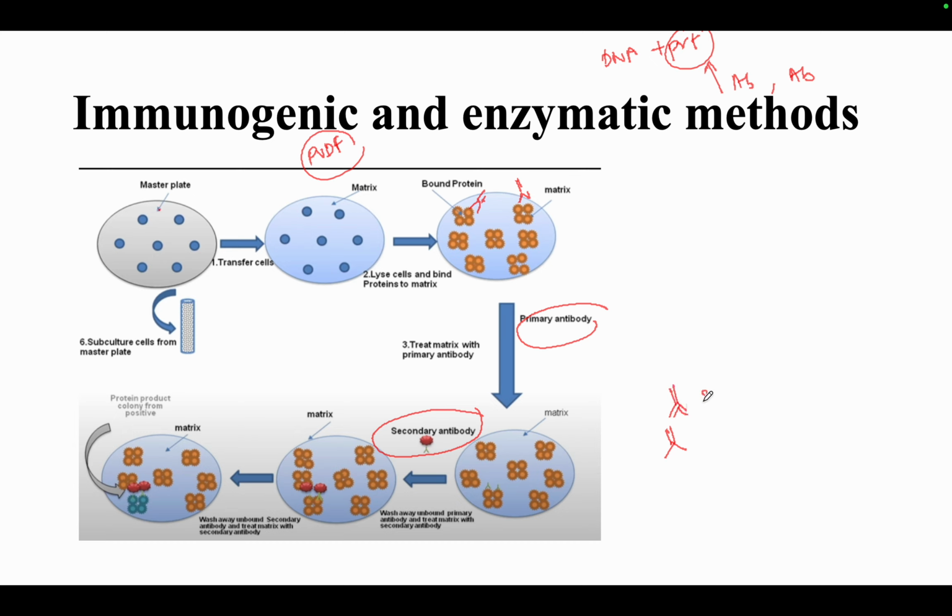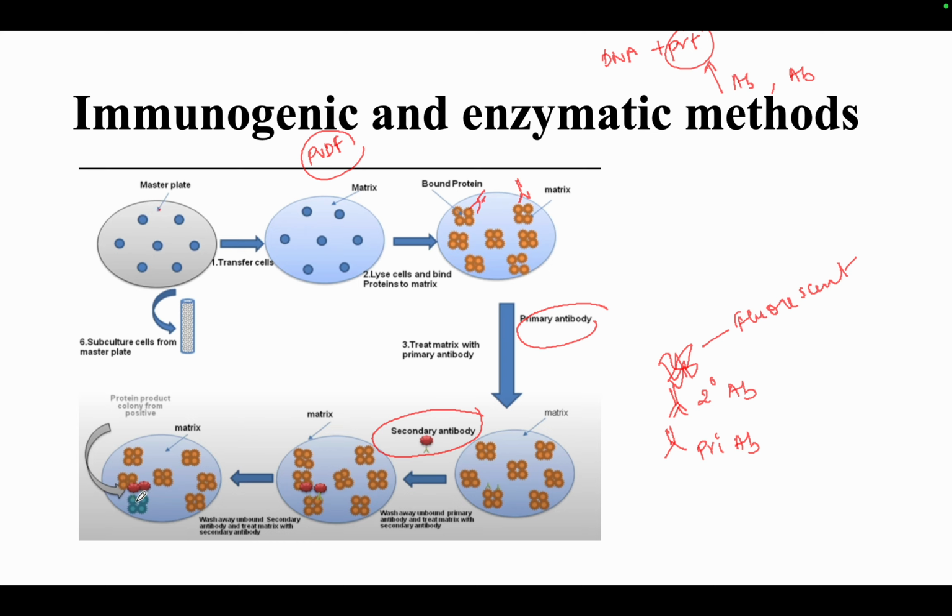And this secondary antibody, this is our primary antibody. The secondary antibody again has a probe, which could either be fluorescent or a chromogenic substrate. Once we add it, we can observe it: we can see the fluorescence, or we can see the color develop.